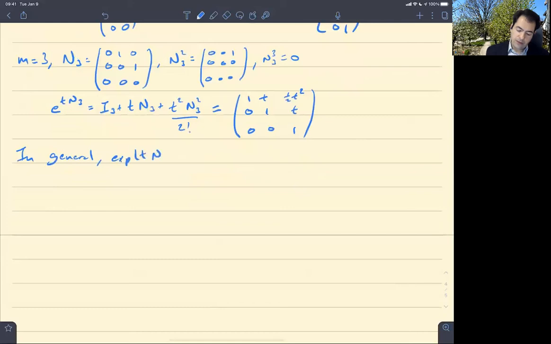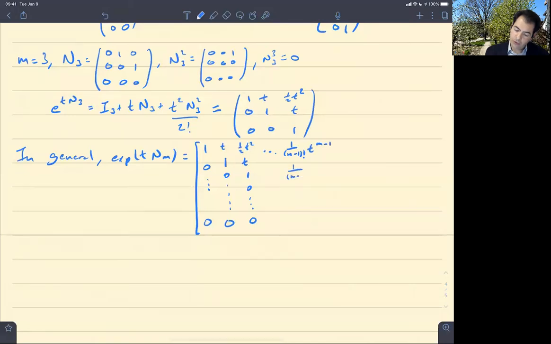In general, e to the t N_m is the matrix that looks like 1, 0, 0. Then the next column starts with t, and then 1, and 0, and so on. Then the next one starts with t squared over 2, then t, and then 1, zeros, and so on. And then the last column starts with 1 over (m minus 1) factorial, t to the m minus 1. Then the next entry is 1 over (m minus 2) factorial, t to the m minus 2, and so on until you get a 1.